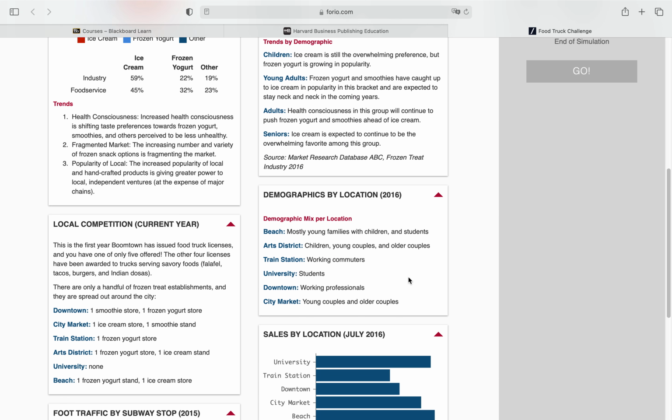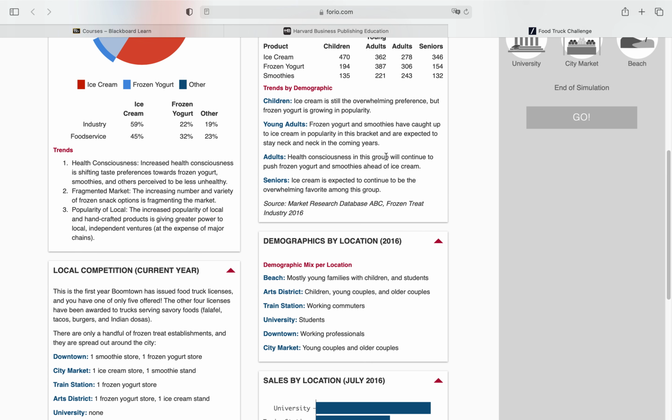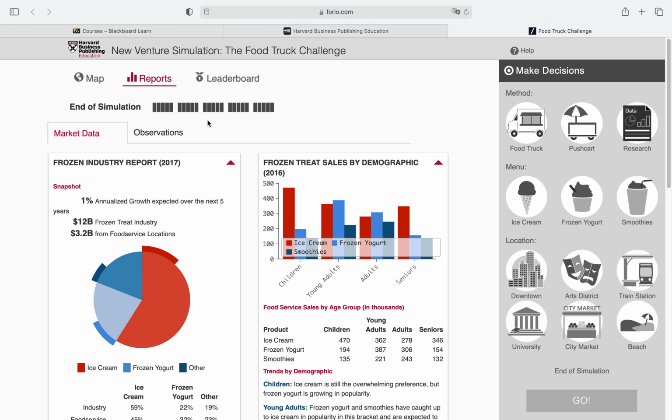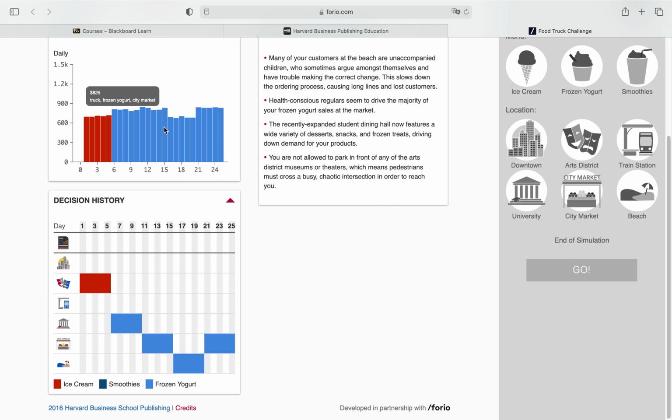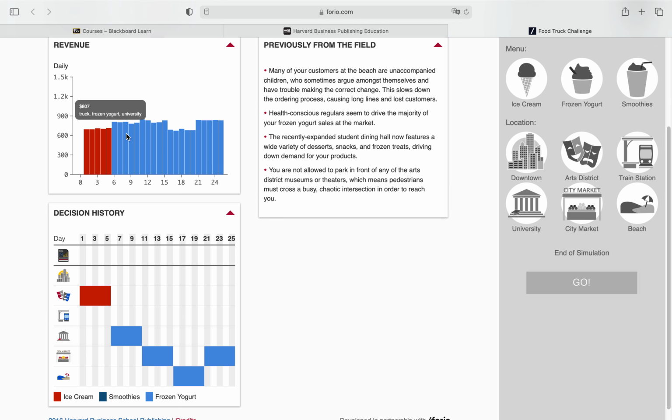And as you can see in City Market, among young adults, frozen yogurt and smoothies have caught up with ice cream in popularity in this bracket. So with that being said, my frozen yogurt also kept up with my frozen yogurt previously at the university. As you can see, it reached a pretty high overall revenue, and the profit is definitely going to be relevant. So I was satisfied with this week as well.